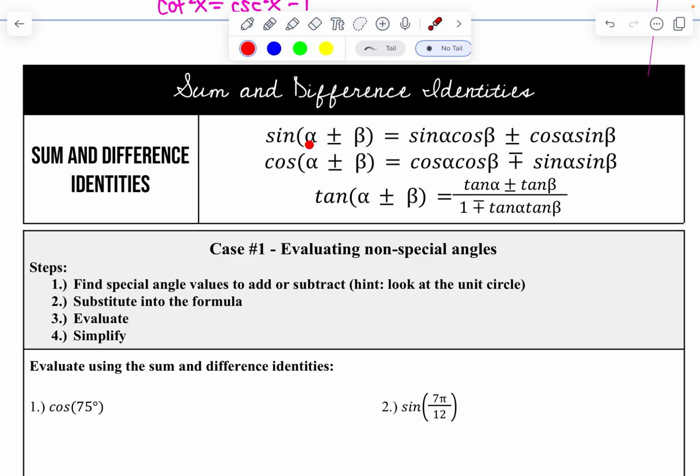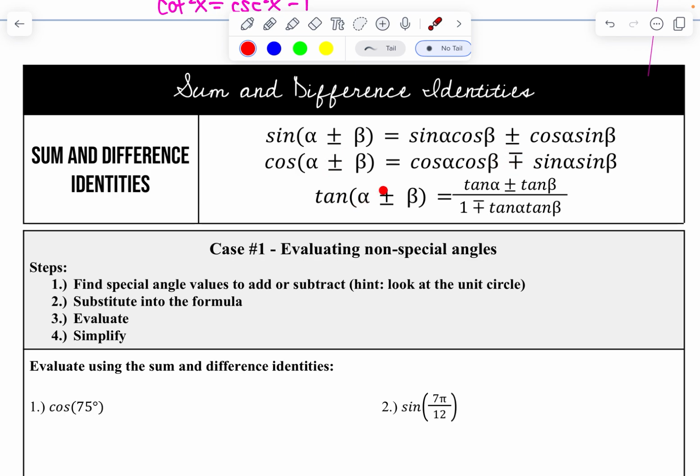If we have the sine of alpha plus beta, then it's the sine of alpha cosine of beta plus the cosine of alpha sine of beta. Or if it's minus, then it's just a minus sign in between. If we have the cosine of alpha plus beta, then it's equal to the cosine of alpha times the cosine of beta minus, so it's the opposite sign of what you had here, sine of alpha sine of beta. If it would have been the cosine of alpha minus beta, then it's the cosine of alpha cosine of beta plus the sine of alpha sine of beta. So the cosine is the opposite sign of what we start with.